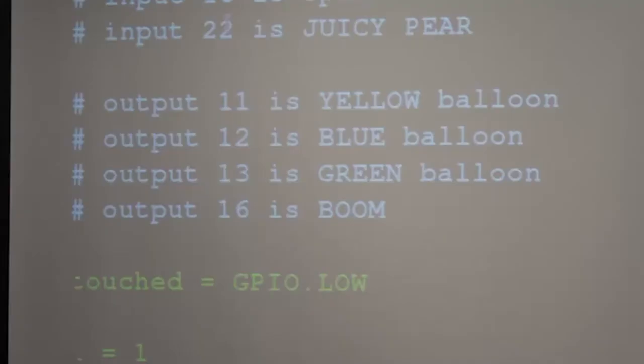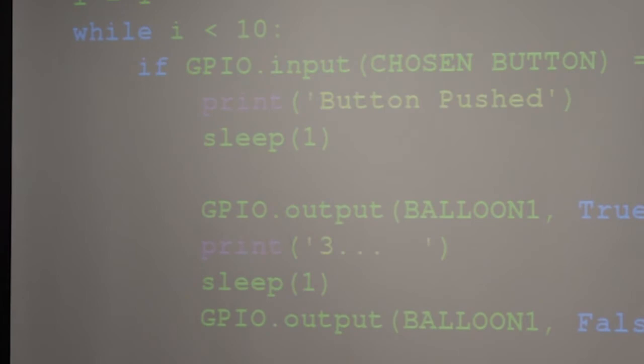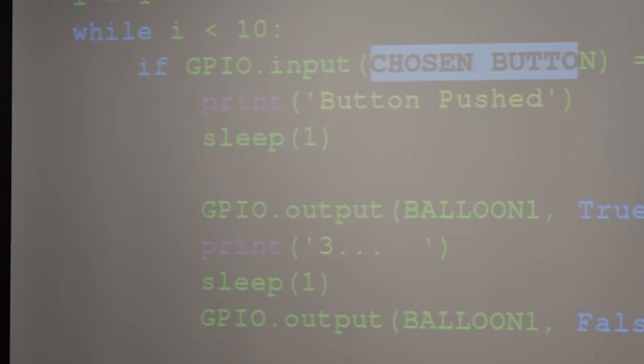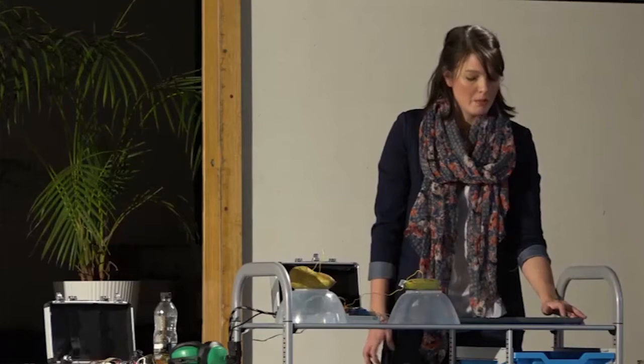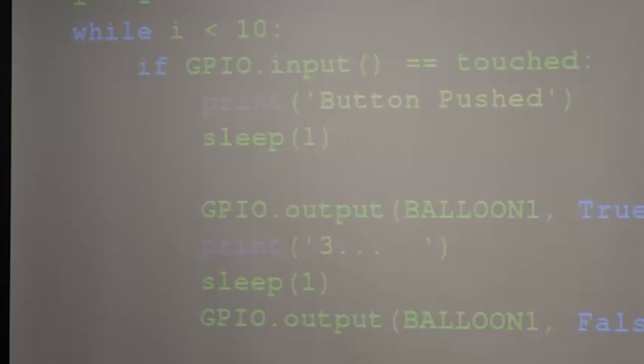If we scroll down a bit more to the code that I've written, here it says chosen button. So I delete that bit that says chosen button and put in the chosen button, 22. That's all I've done. So now my computer is listening to juicy pear. So that is our input. We now need to go on to our output.